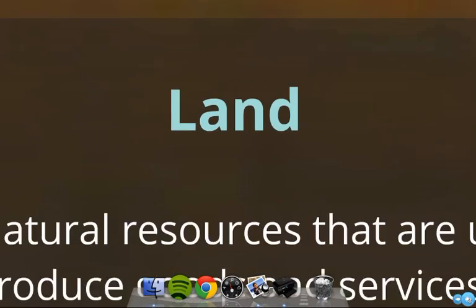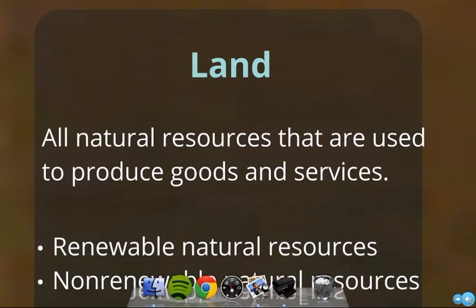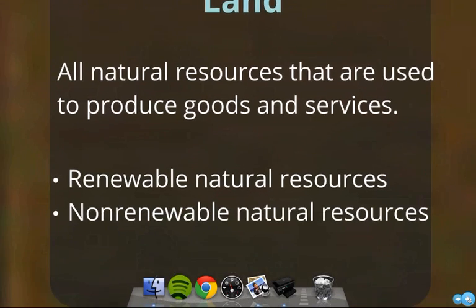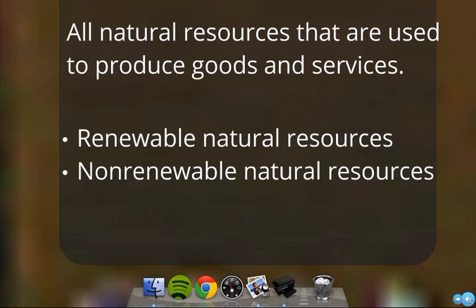And when we're talking about land, I don't mean just physical land, but I mean natural resources. So anything that can be used to produce a good or a service that comes from the earth. These are all natural resources, and this is what we consider land in a business or economic sense. And there are really 2 different types of land. There are renewable natural resources, and there are non-renewable natural resources.